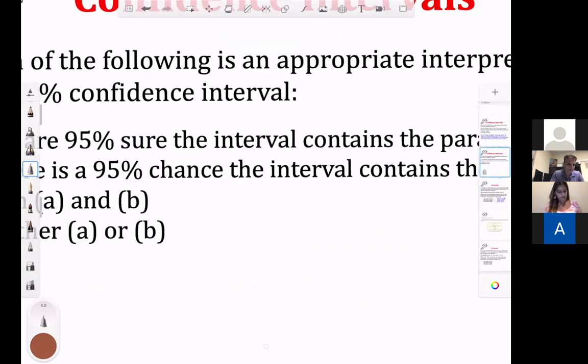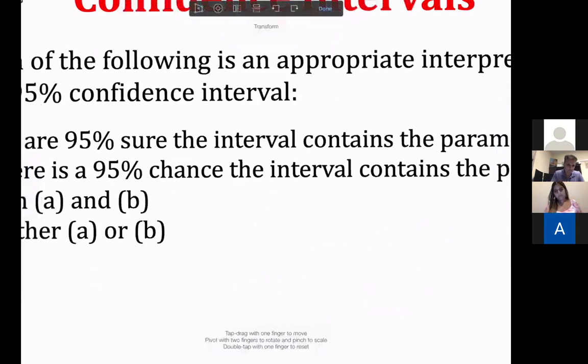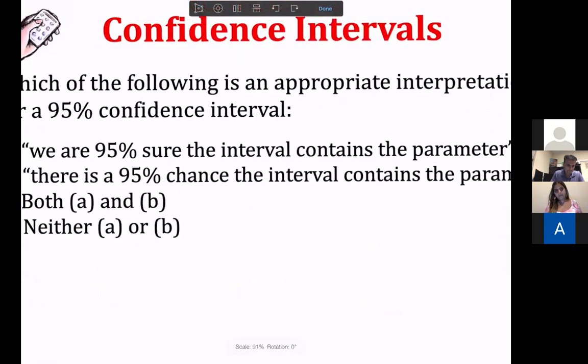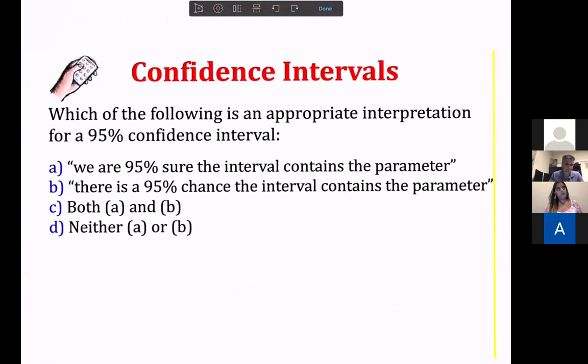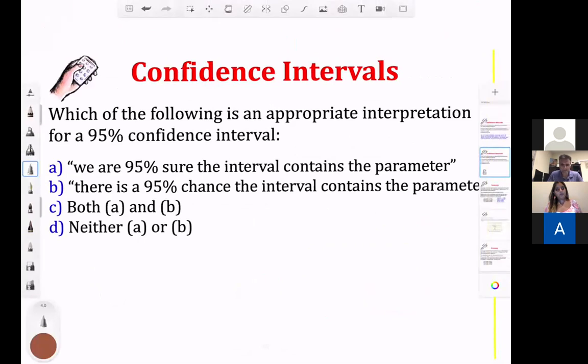Unbelievable, right? They are huge. Let's see who can answer this.